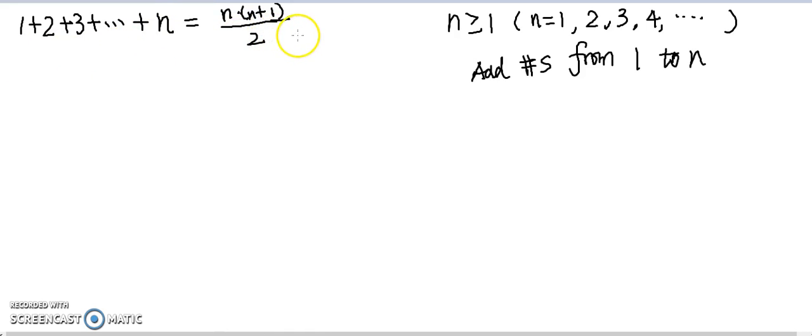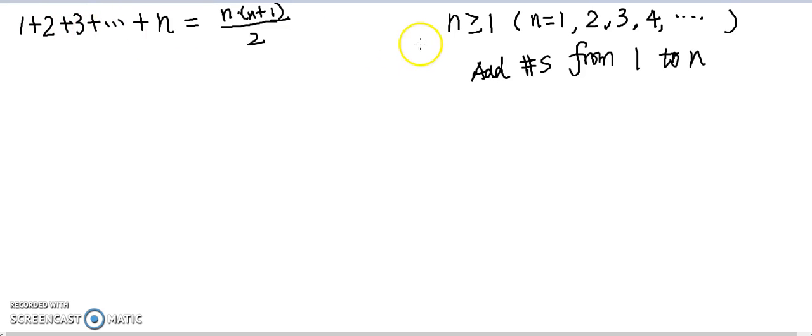Theoretically, we need to prove this formula holds for infinitely many integers. So if n equals 1, we need to show the left-hand side equals the right-hand side. If n equals 2, we get a different formula. We need to show the left-hand side 1 plus 2 equals the right-hand side, replacing n with 2. If n is 3, we need to show 1 plus 2 plus 3 equals 3 times 3 plus 1 over 2.